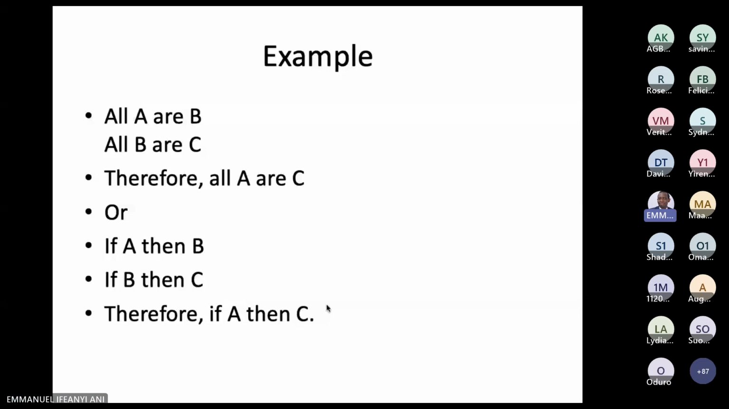Now, the conclusion usually pairs the very first antecedent and the very last consequent. So all A are B, all B are C, therefore all A are C. Or if it goes down to Z, all A are B, all B are C, all C are D, all D are E, all E are F, all F are G, all G are H, down to Z. The conclusion will be all A are Z.